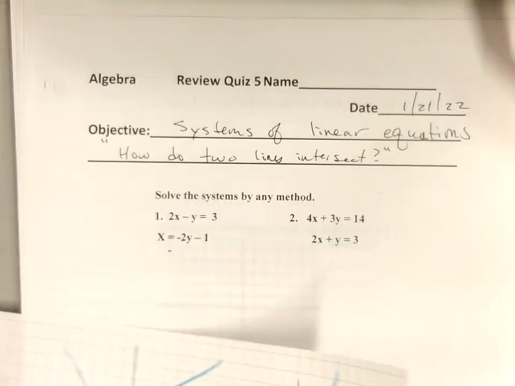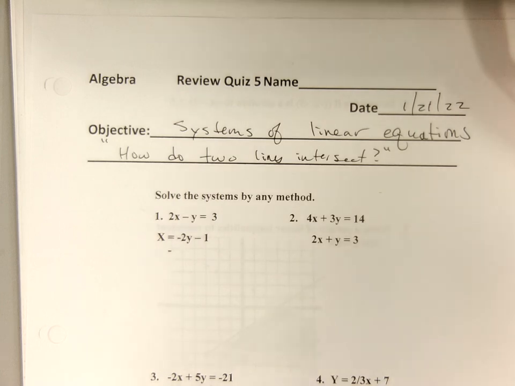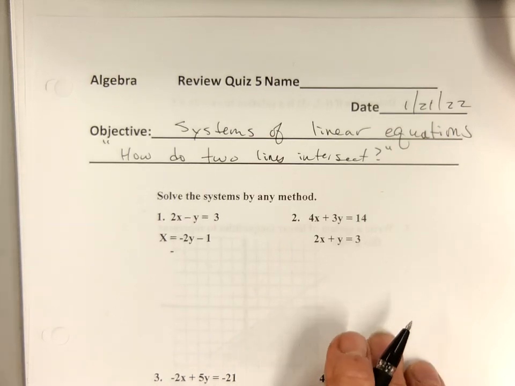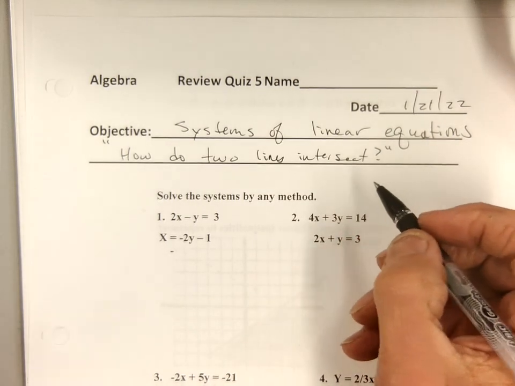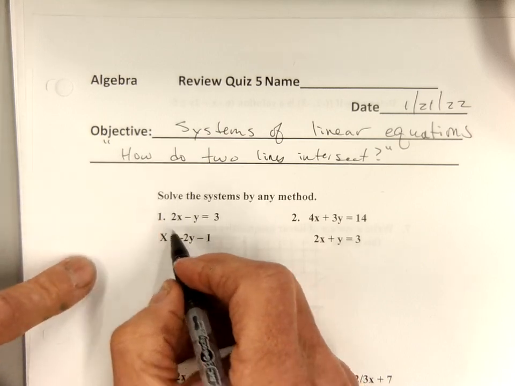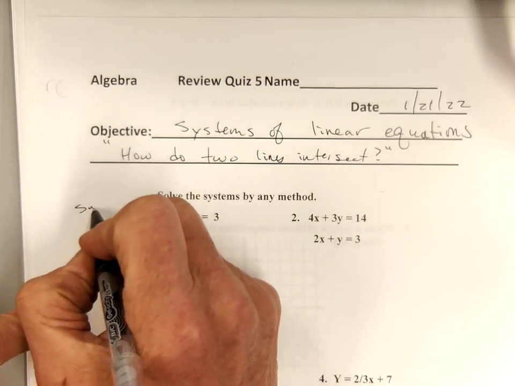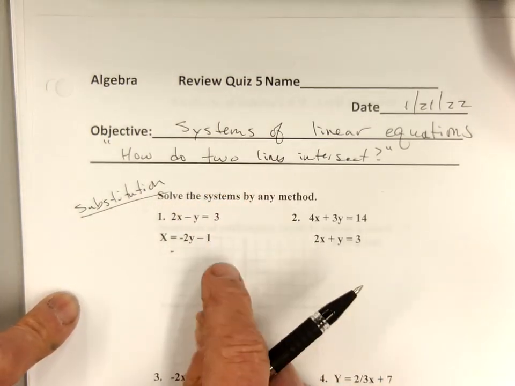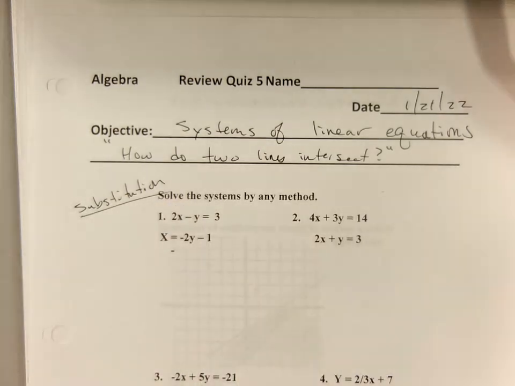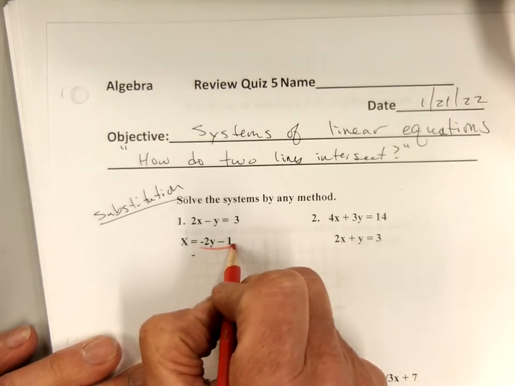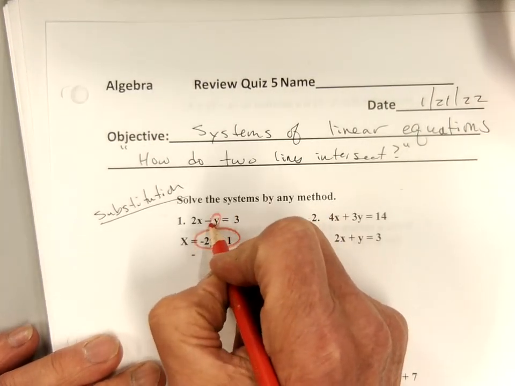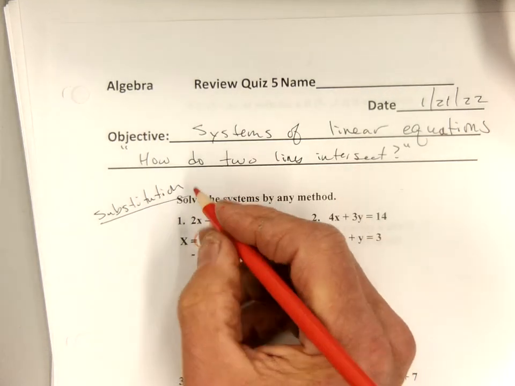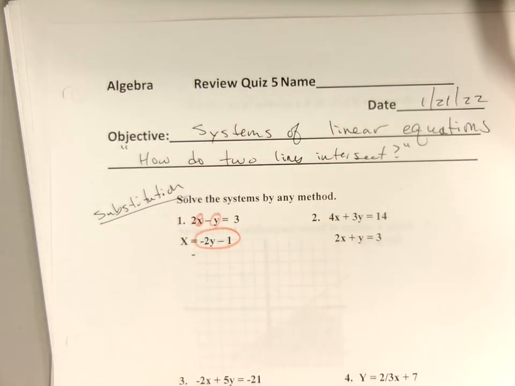Okay, now, I don't want to graph these. I could, but a lot of times there's easier, faster ways to do it. So I'm going to use either substitution or elimination. Number one, I'm going to use substitution, and I'll show you why. If I can put this negative 2y minus 1 right there for my x, then everything's in terms of y. So let me show you.